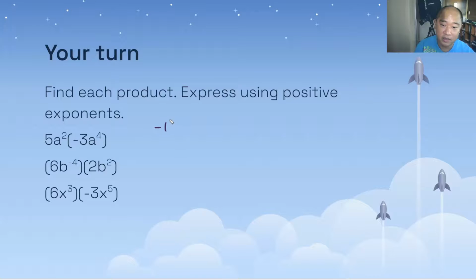So this is going to be negative 15 a to the 6th, 12 over b to the power of 2, and then negative 18 x to the 8th.